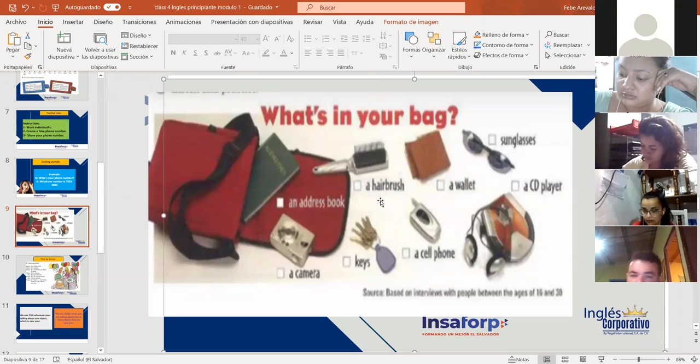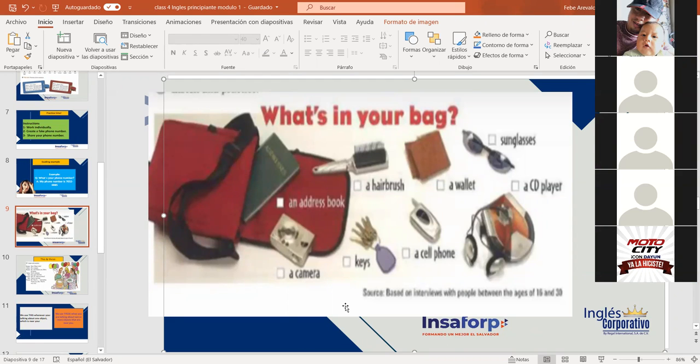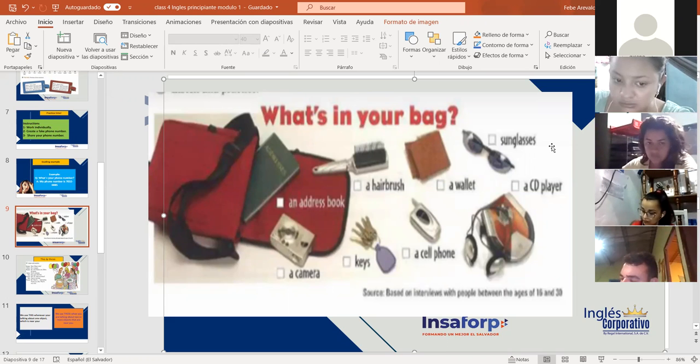We have an address book, airbrush, wallet, sunglasses, a CD player, a cell phone, keys, a camera. Pregunta, Miss. Address book sería libro de direcciones. Bueno, gracias. It could be also an agenda. Como una agenda.